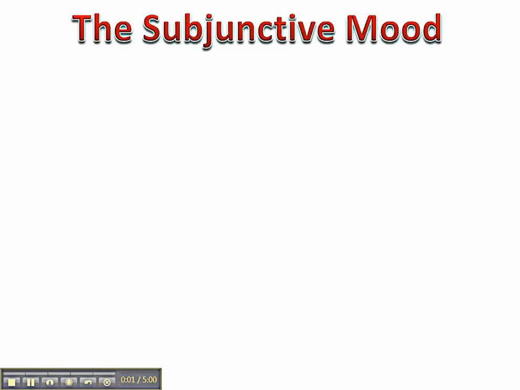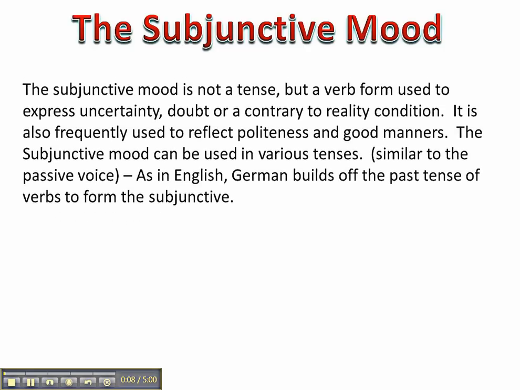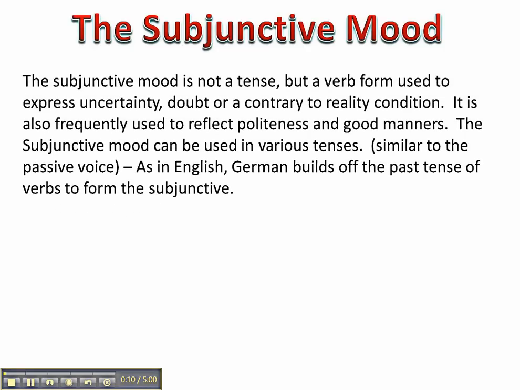Guten Tag alle. Heute werden wir ein bisschen über Konjunktiv 2 sprechen, oder wie es auf Englisch heißt, Subjunctive. The subjunctive mood is important to remember. It is not a tense. The mood can have many tenses, but it's a verb form or mood used to express uncertainty, doubt, or a contrary to reality condition. It is also frequently used in German to reflect politeness and good manners.